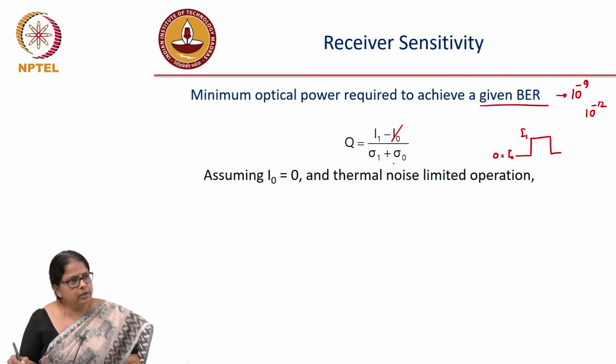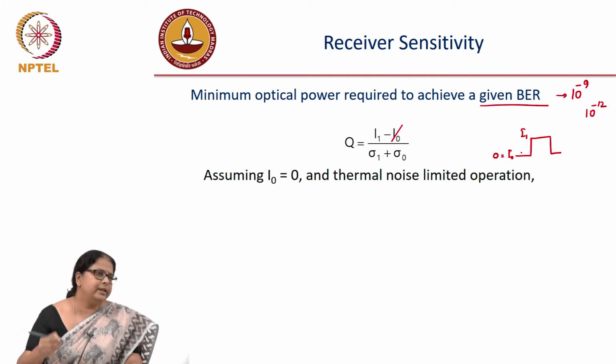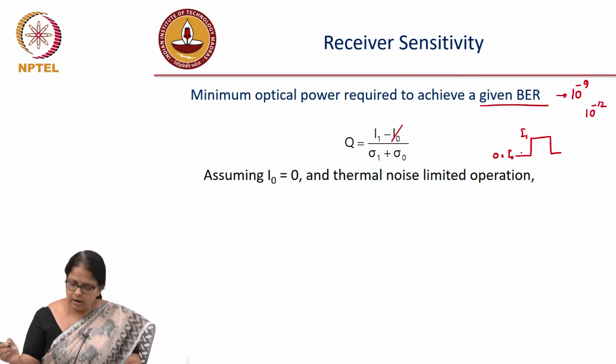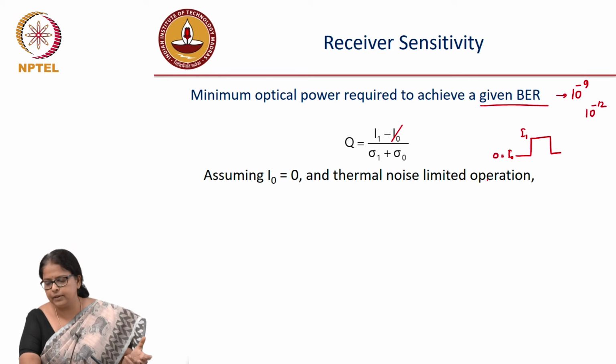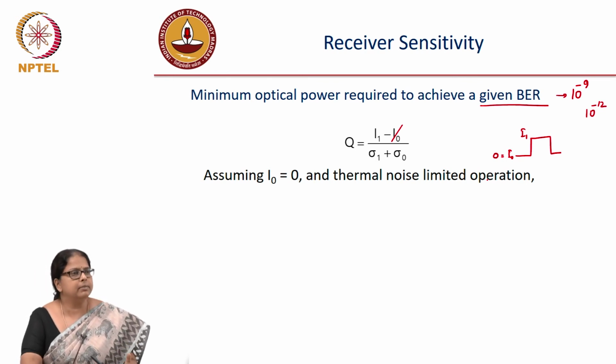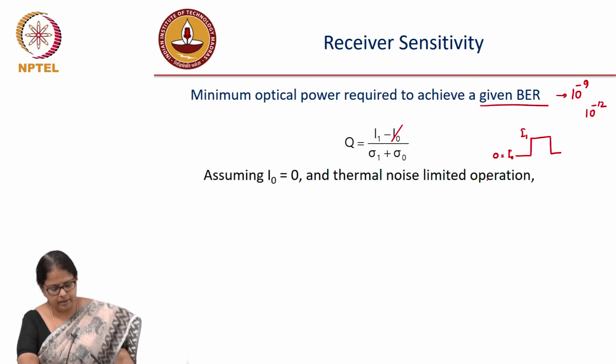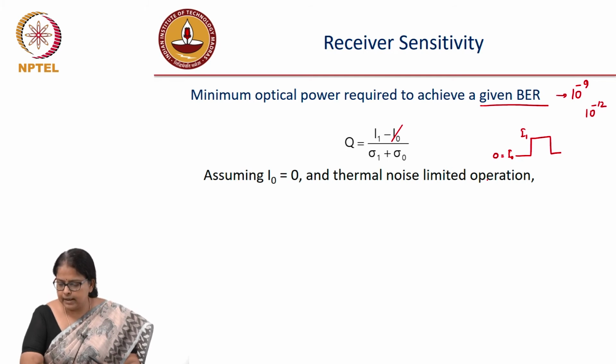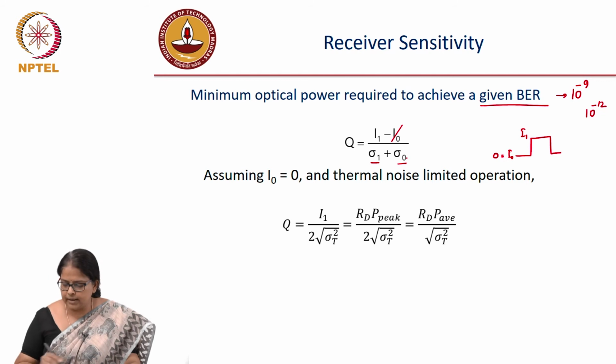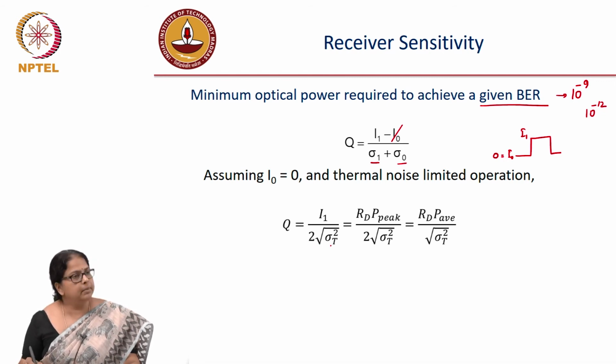Can I cancel out sigma naught? I cannot, because even though I am not receiving power, there is going to be thermal noise. Only the shot noise is going to be 0. But we are considering thermal noise limited operation, because most direct detection communication systems operate in the thermal noise limited condition. So in that case, sigma 1 and sigma naught are equal, in which case your Q is equal to I1 divided by twice sigma T.